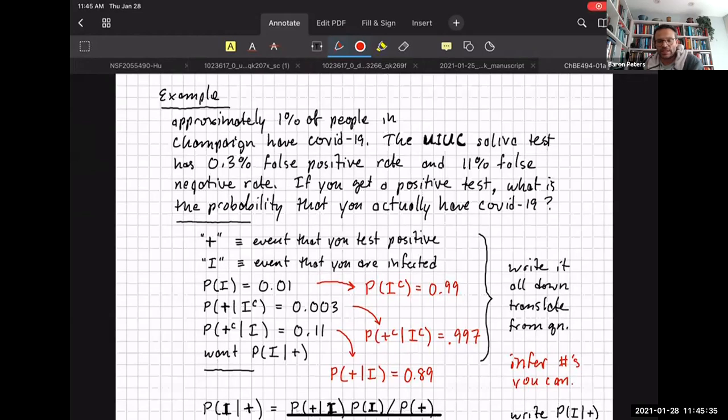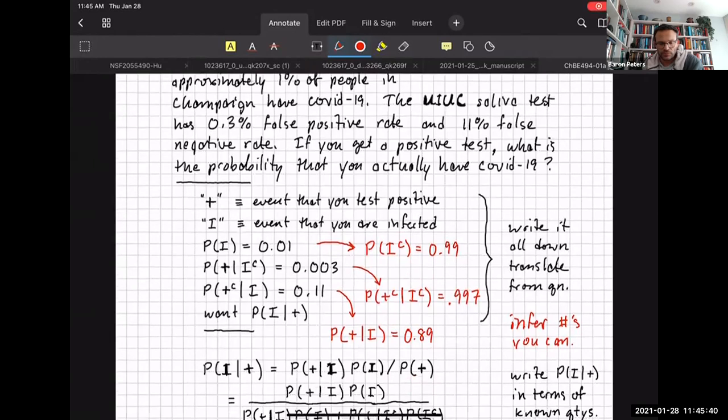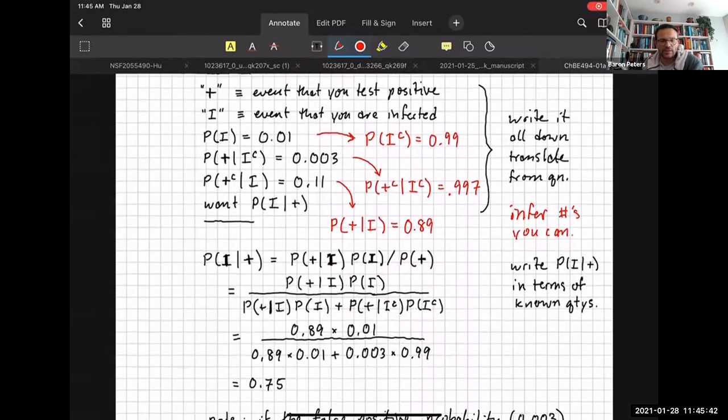If you get a positive test, what is the probability that you actually have COVID-19? Let's define some events. Plus is the event that you've tested positive, and I is the event that you are actually infected. So what does the problem statement say?